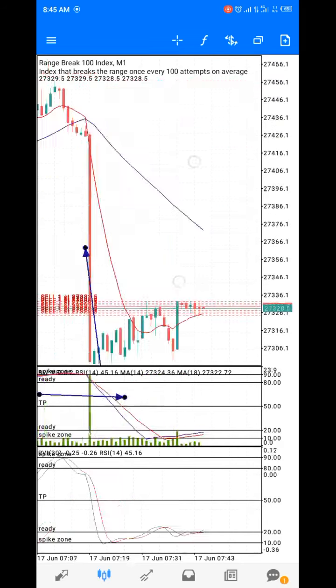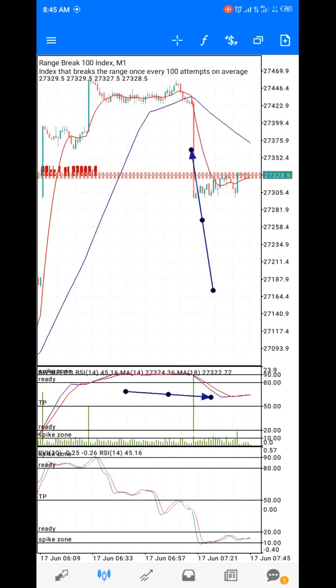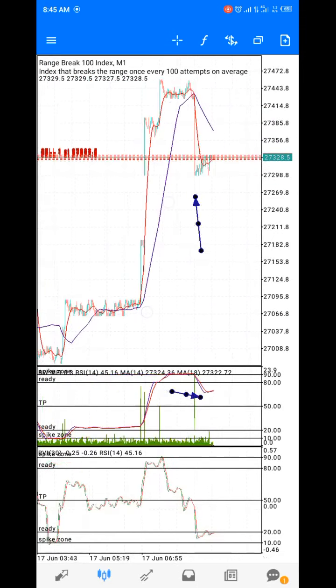Let me zoom in in case you're not seeing it. You see, once the moving averages cross over each other and the spike happens, then you open your trade. That simply means the market will be going in a long direction. This is the ready zone. And once the market got to this TP, this 50 zone, I will give you the setups. Once you get to the 50 zone, then you take your profit.